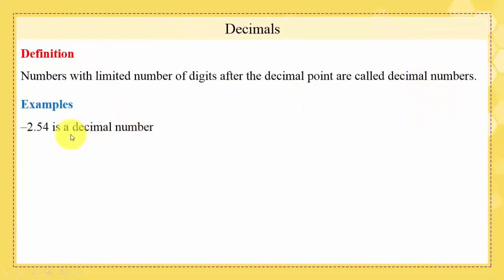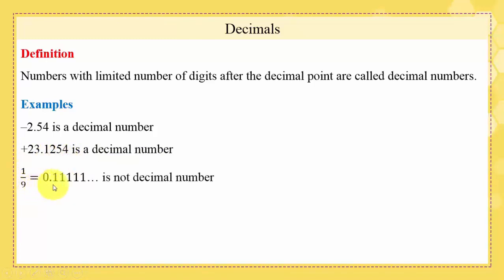Examples. Minus 2.54 is a decimal number. Why? Look for the decimal part. It is limited. The division is ended. Plus 23.1254 is a decimal number. Look for the decimal part. It is limited. The division is ended.